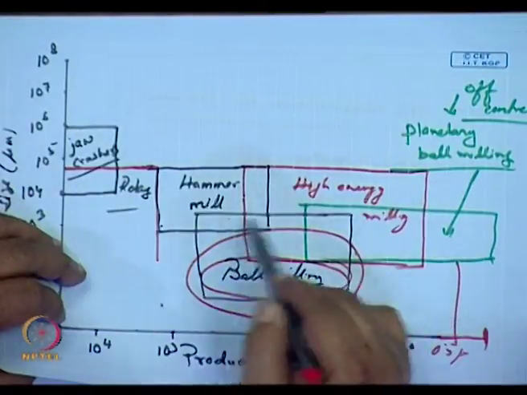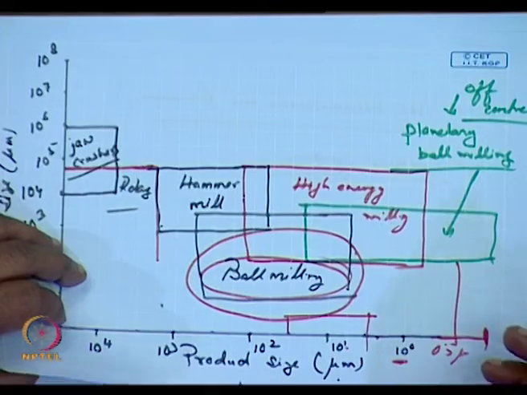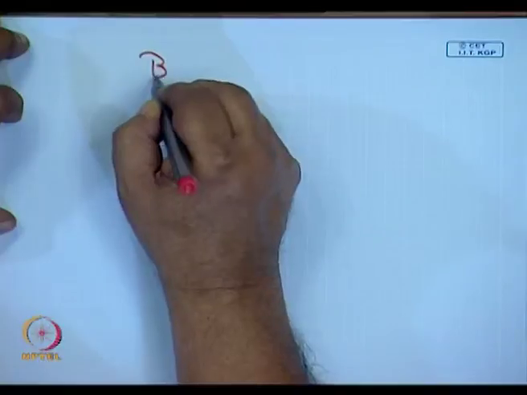Any one of these you can look up on Wikipedia. There are a lot of very active diagrams I have shown to you, and you can look them up very easily. Now, before I end the lecture today, let me focus on ball milling. Ball milling.